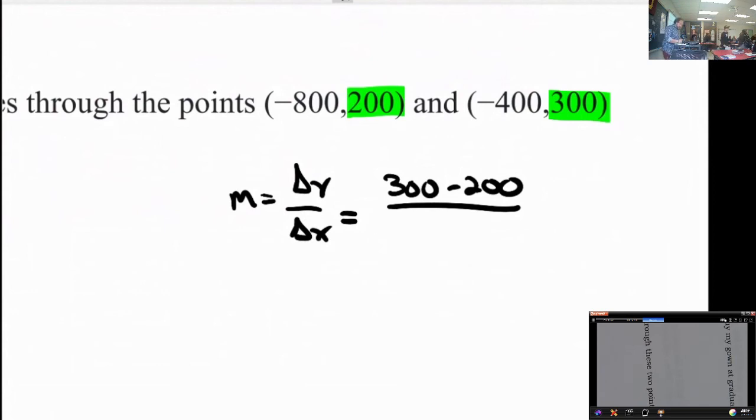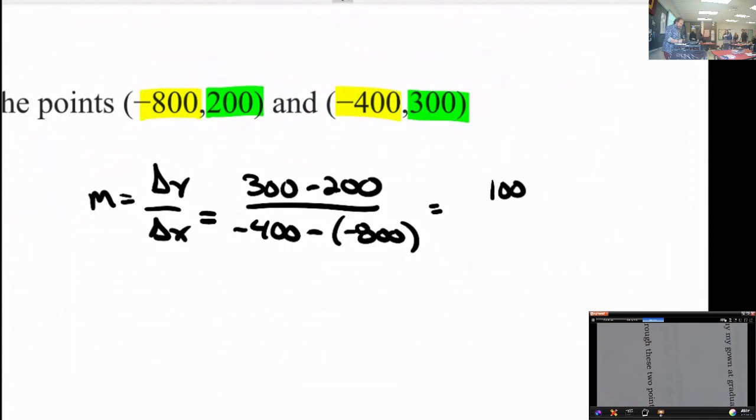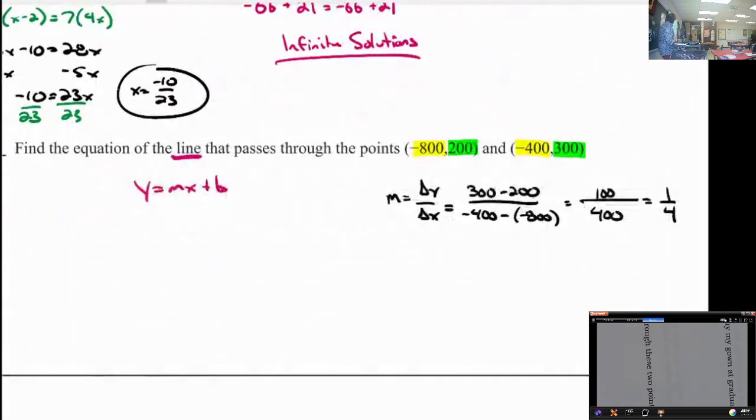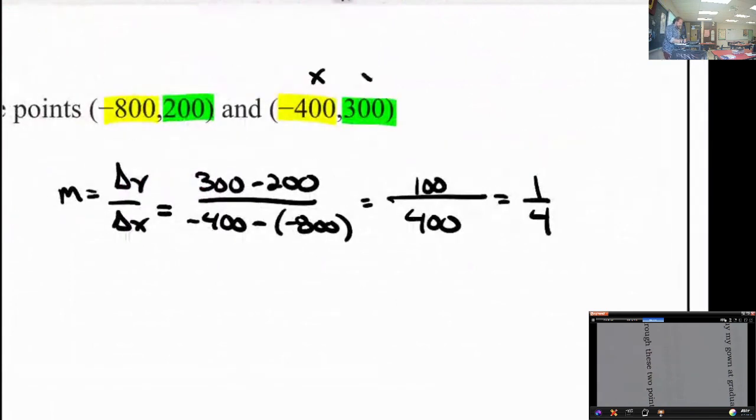I'm going to keep going here. Negative 400 minus negative 800. Be very careful there on the bottom. That would be the difference in x. You would have 100 on top and 400 on bottom, which is a really nice 1/4 for your slope after all is said and done. Now that we know the slope and two whole sets of points to work with, we can easily find the rest of the equation. You can use either one of these pairs of numbers for x and y. I'm going to use the one on the right because it's got, I guess, smaller numbers, but they're both about the same in difficulty, I think.